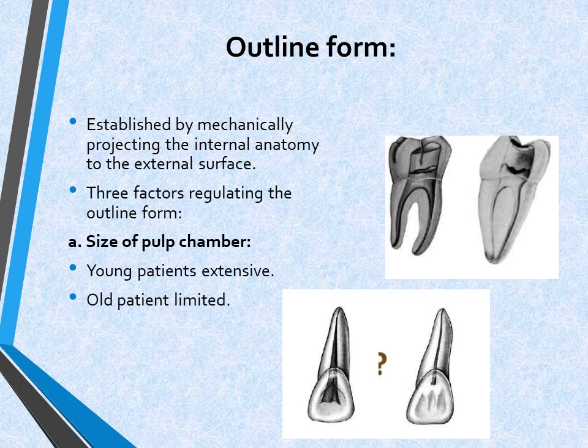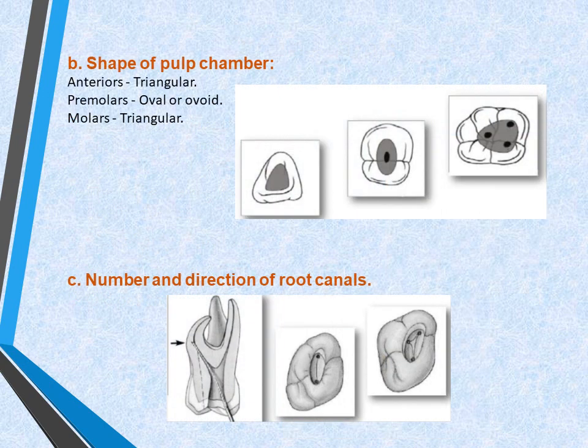So young patients will have a larger pulp chamber, so you will have to maintain a broader outline form, whereas for older patients, because the pulp space actually diminishes with age, your access opening can be a little more conservative. So your outline form does not have to be as extensive when compared to when you are dealing with young patients. The second is the shape of the pulp chamber.